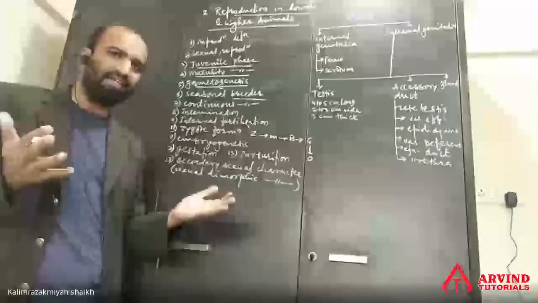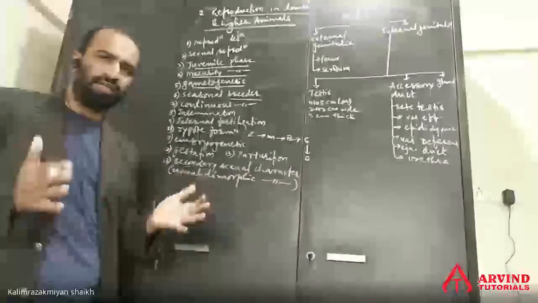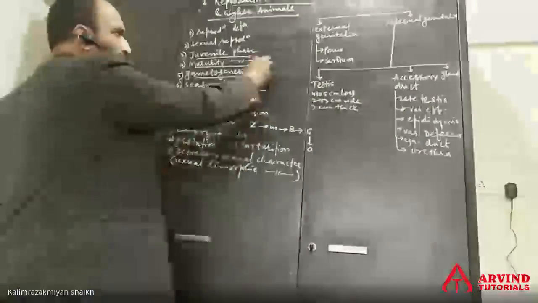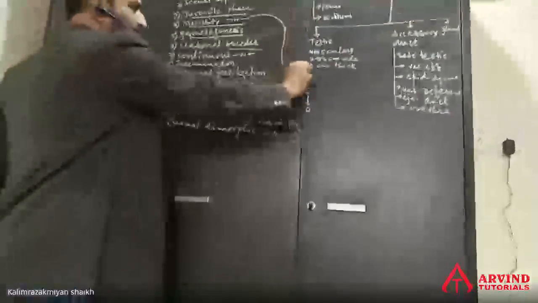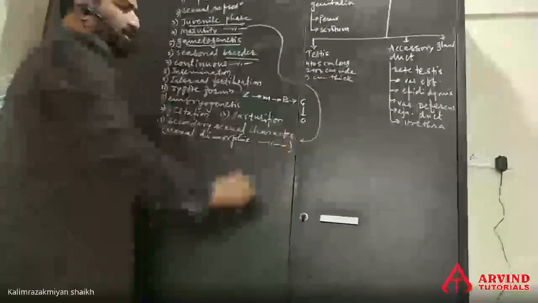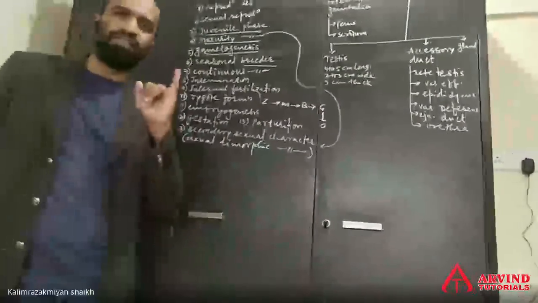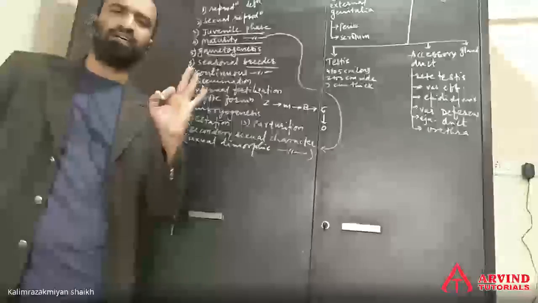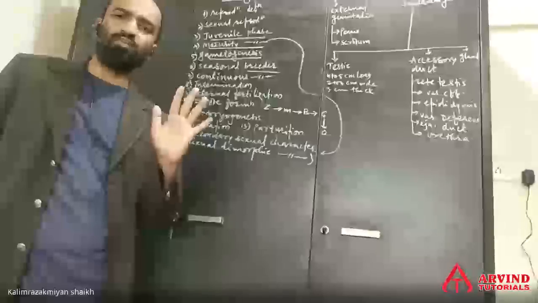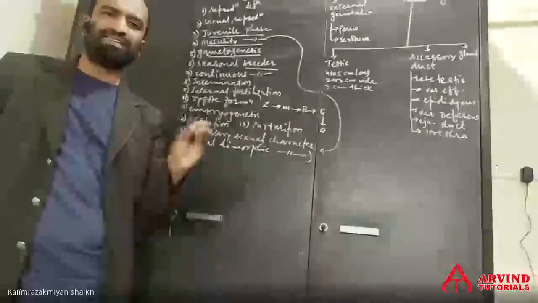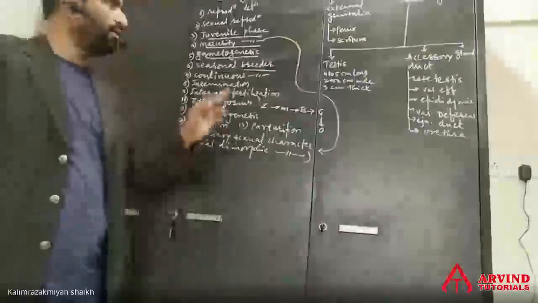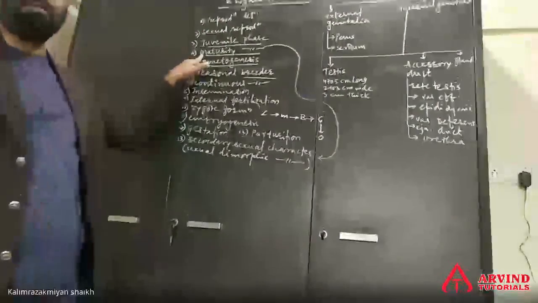Which are the secondary sexual characters? In male, in the maturity phase, secondary sexual characters are formation of moustache, formation of beard, formation of hairs on chest, change in voice. These are the secondary sexual characters developed in the male. In which phase? Maturation phase.